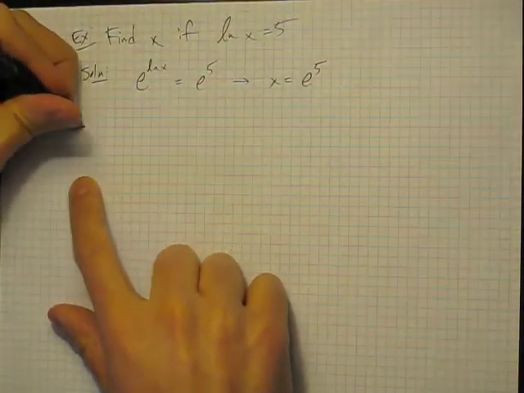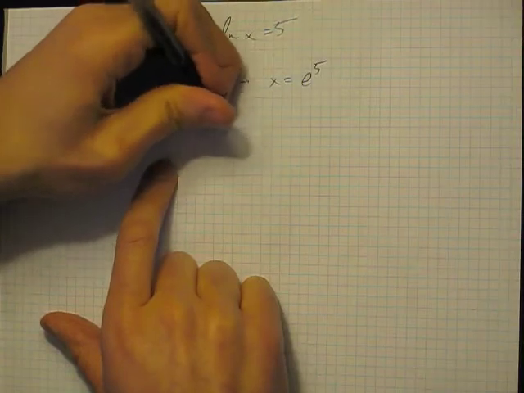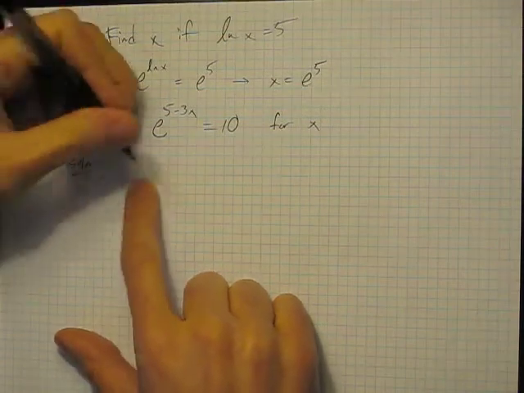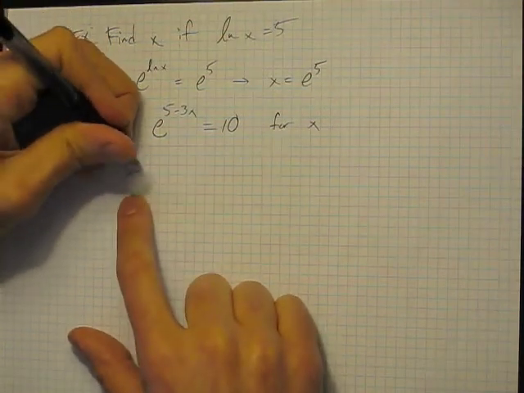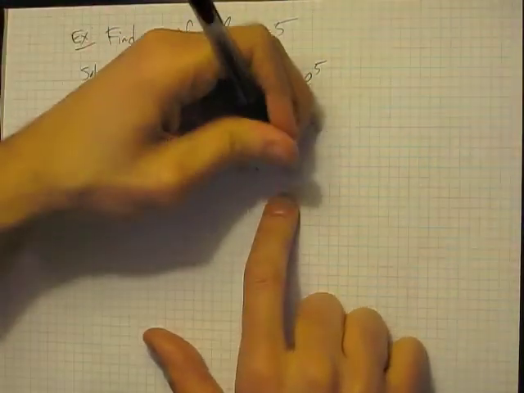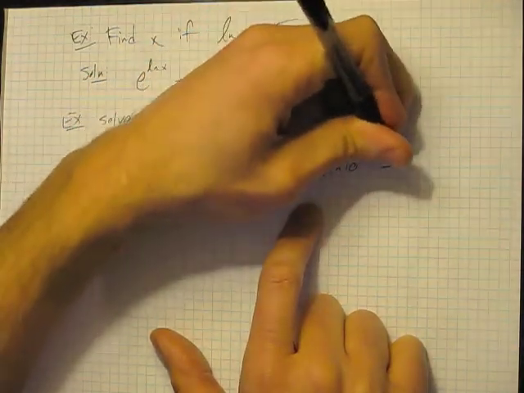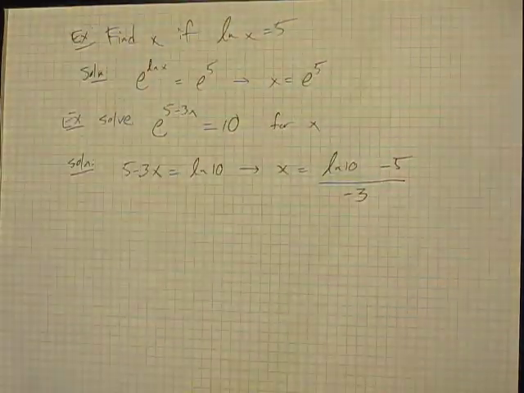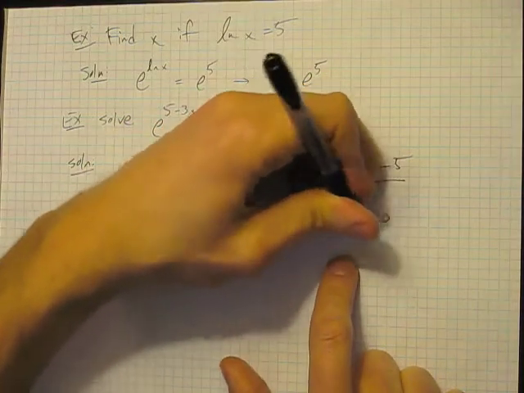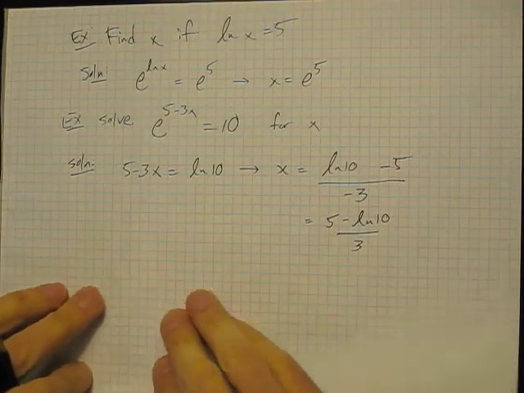Okay. Another example, solve e raised to the 5 minus 3x is equal to 10 for x. Okay. Easy solution here. Just take the log of both sides of this. You get 5 minus 3x is equal to the log of 10. And then you just solve this for x. So you get x is equal to, how about, the log of 10 minus 5 over minus 3. Okay? If we were feeling like writing this in a slightly nicer form, then we might take that minus sign up. Okay? Great. So that's the solution there.